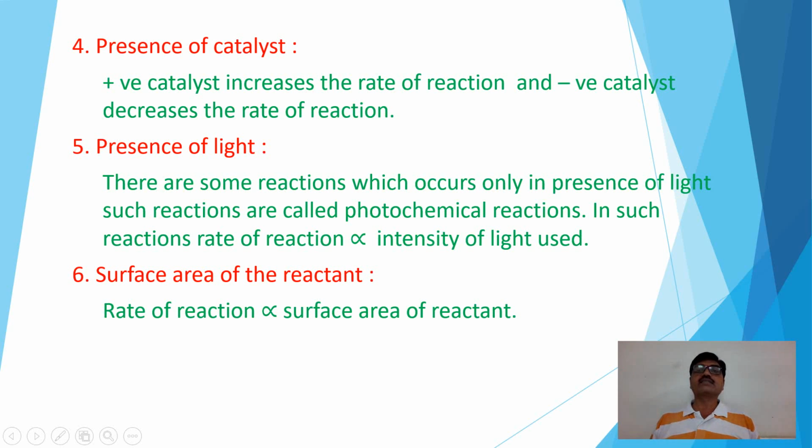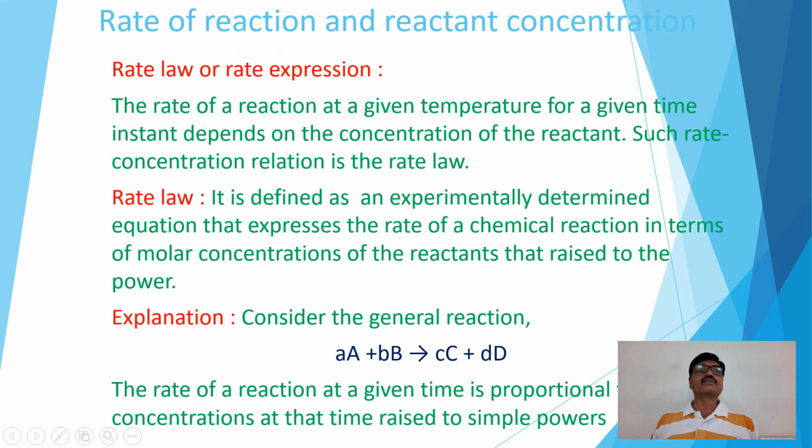So there are certain catalysts, in the presence of which the reaction rate increases. Presence of light. There are some reactions which occur only in the presence of light. Such reactions are called photochemical reactions. In such reactions, the rate of reaction is again directly proportional to the intensity of light used. And last, surface area of the reactant. The rate of reaction is again directly proportional to the surface area of the reactant. As the surface area increases, the rate of reaction also increases.